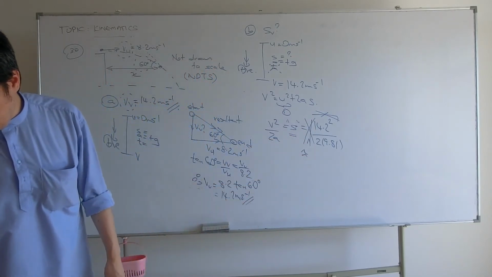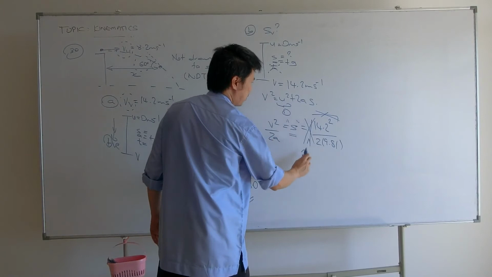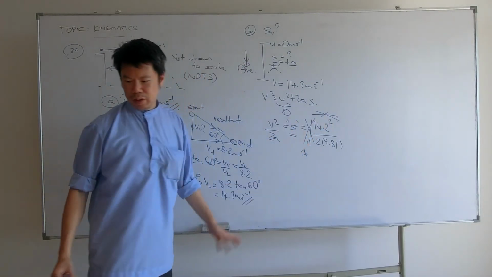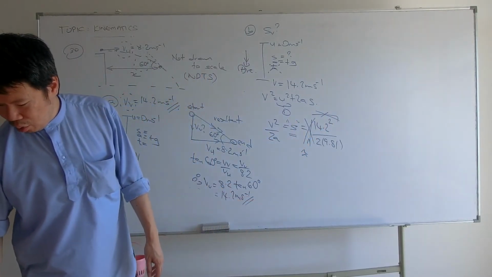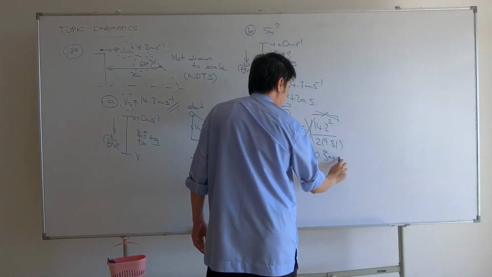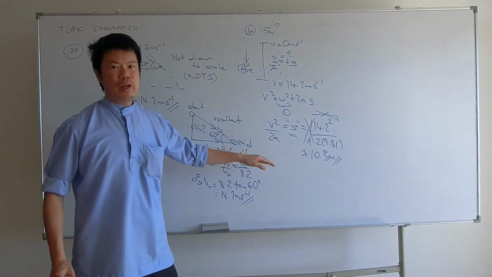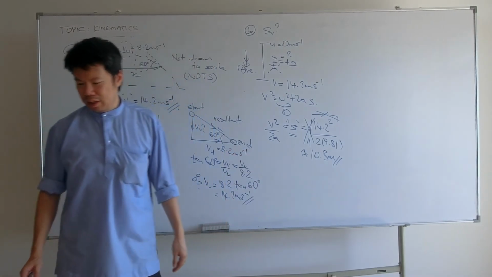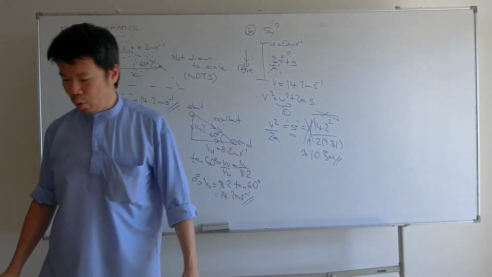This is an example of how to cancel things. Do not make it messy. Just make it straightforward so that it's easier to check. So you should have a vertical distance of 10.3 meters. Again, feedback to me by email if there's a problem with this, if it's not the same as what I showed you on the board.